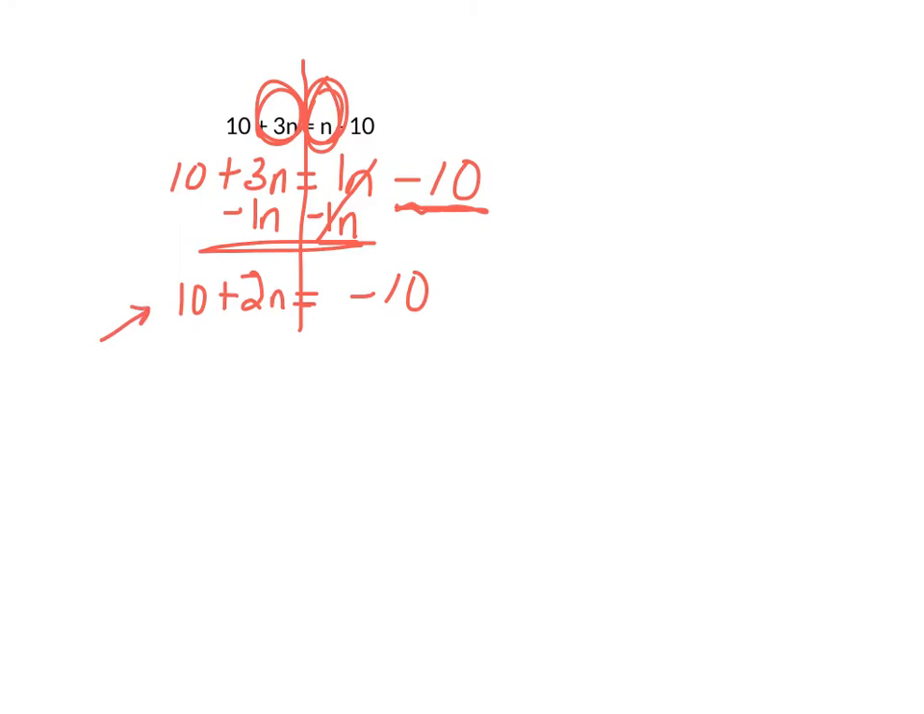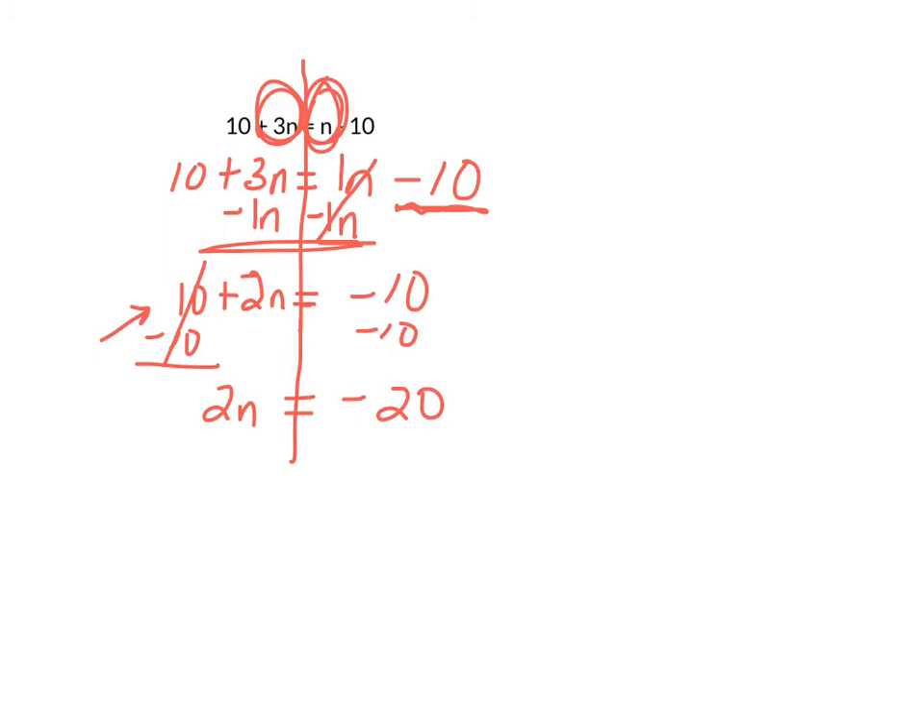The 10 is positive, which means it's being added. So I undo that by subtracting. I have to do that on the other side of the equation as well. On the left-hand side, my 10s cancel. Still have a 2n. I still have an equal sign. And negative 10 minus 10 is actually negative 20. Don't go too fast with that and just see, like, here's 0 in your head.